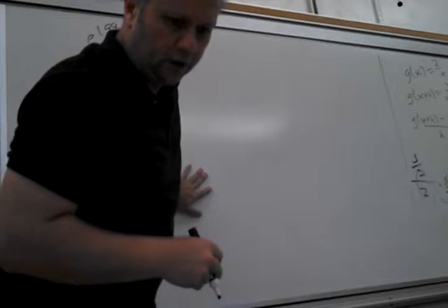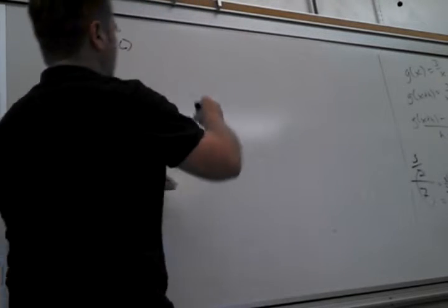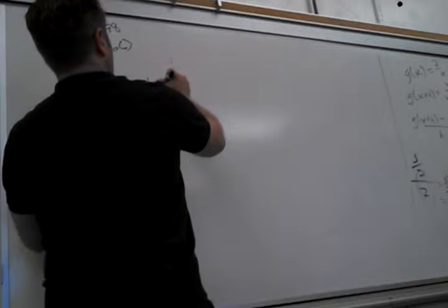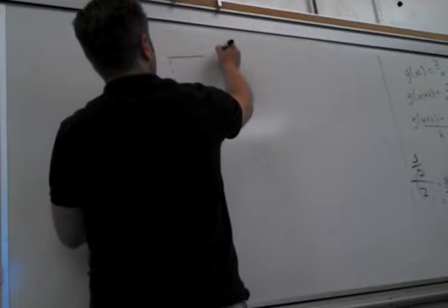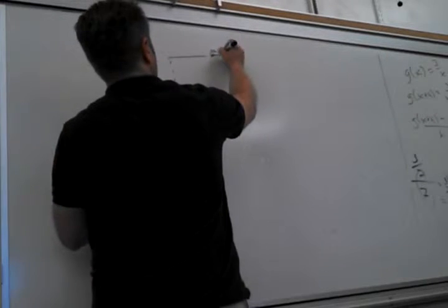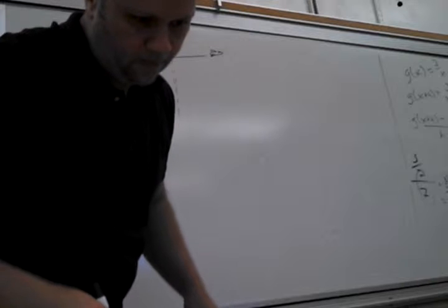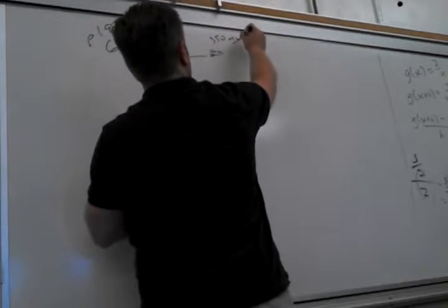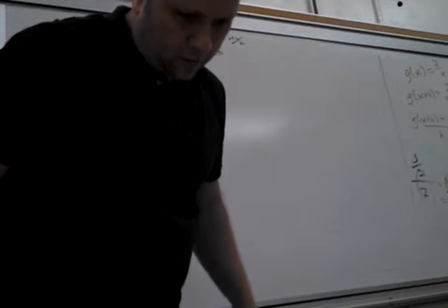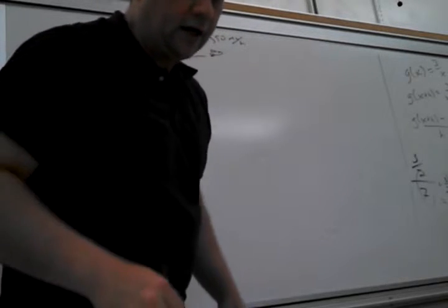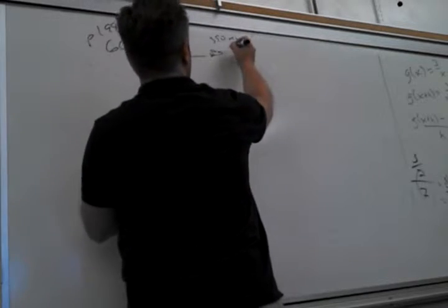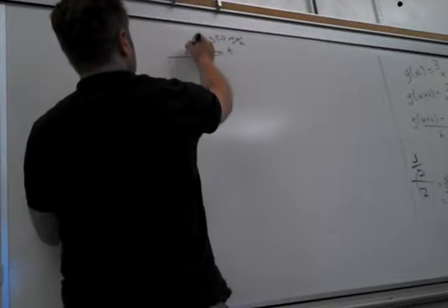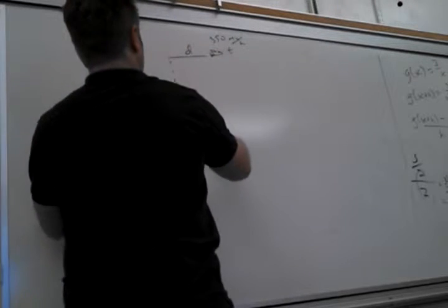This one says an airplane is flying at a speed of 350 miles an hour at an altitude of 1 mile. The plane passes directly above a radar station at time t equals 0. But some later time t, it's over here. So they label the picture d there and s here.